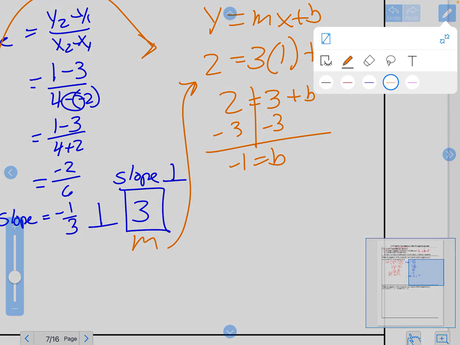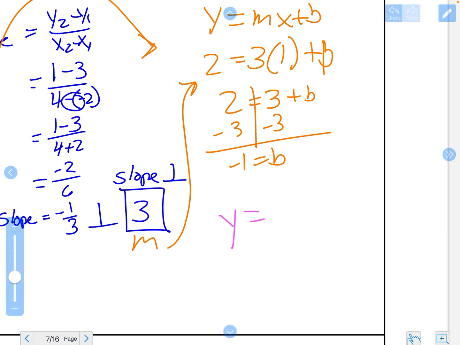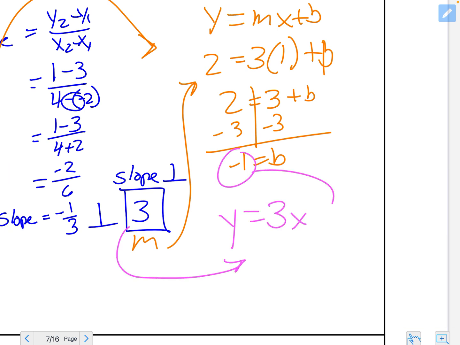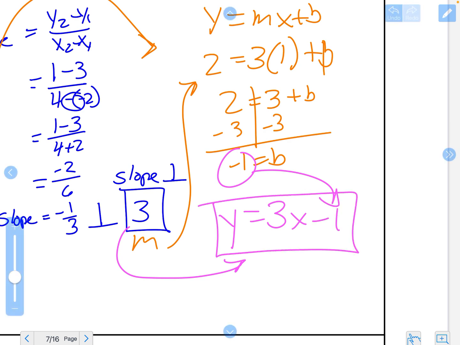So now we're going to write our final equation, which is y equals. We're going to take our slope from right there, 3x, and then we're going to take our y-intercept from right there. And that is going to be our equation of a perpendicular bisector.